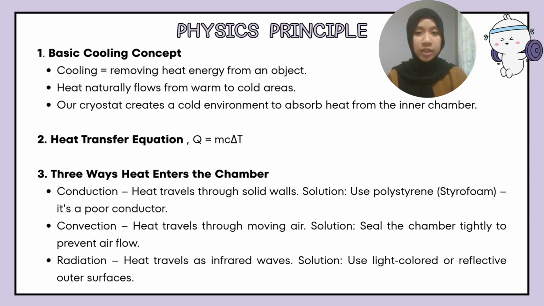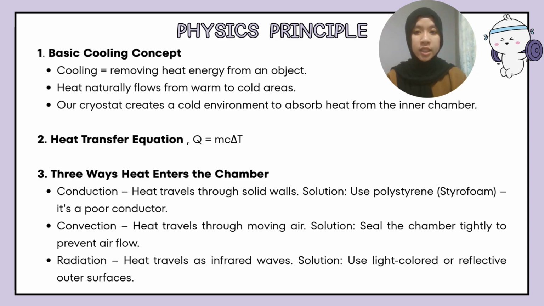Second, the heat transfer equation. The amount of heat we remove is given by Q = mcΔT. Q is the heat removed, m is the mass of the substance, c is the specific heat capacity, which depends on the material, and ΔT is the temperature change. This equation helps us understand how much cooling we actually need.